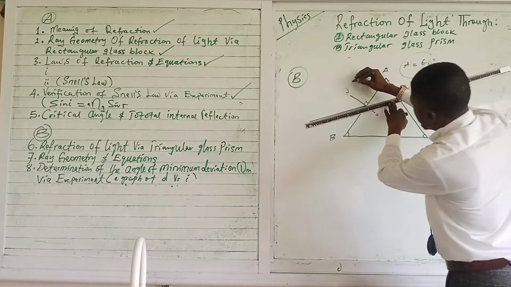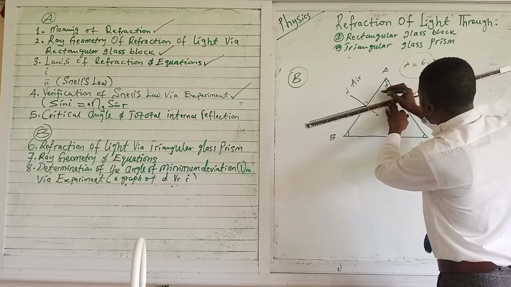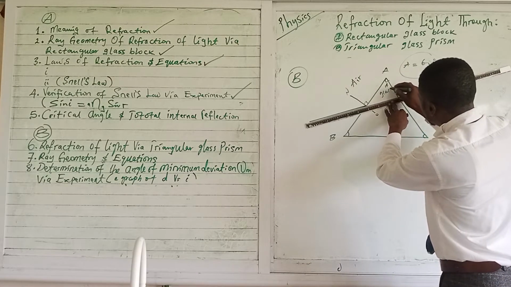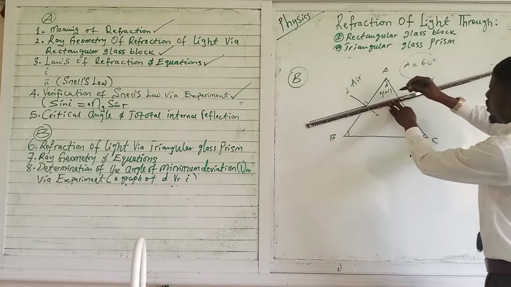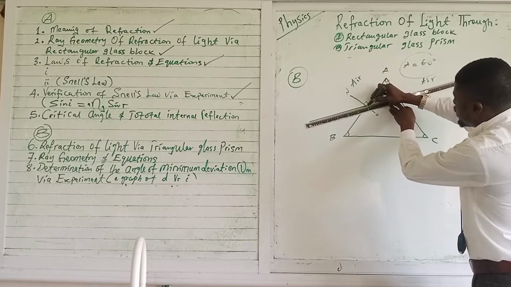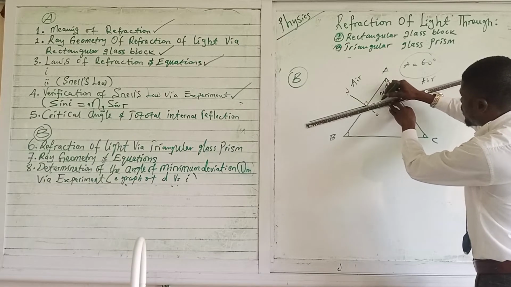Now, this is air. This is glass. This is air. Supposing there was no glass media here, this ray of light would have passed straight up here.